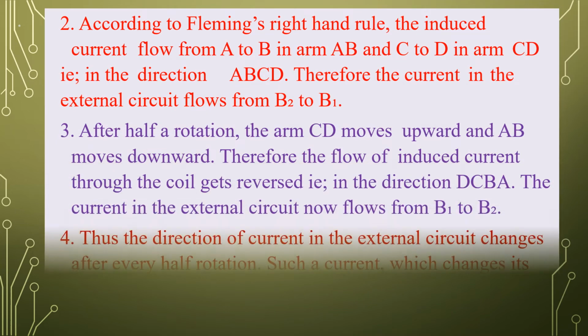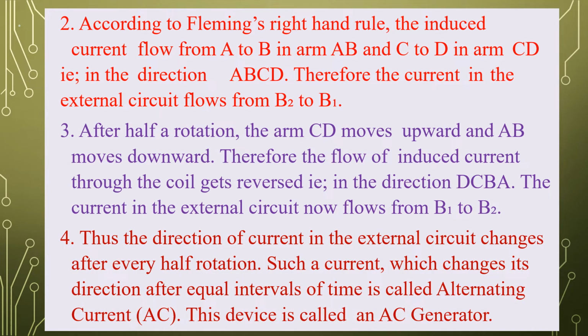Now children, I think you know that when the coil rotates inside this magnetic field, the magnetic field linked with the coil changes. Then what will happen? A current will be induced in it, and that is known as electromagnetic induction. Then according to Fleming's right hand rule, the induced current flows from A to B in arm AB and C to D in arm CD. That is in the direction A, B, C, D. Therefore, the induced current in the external circuit flows from brush B2 to B1.